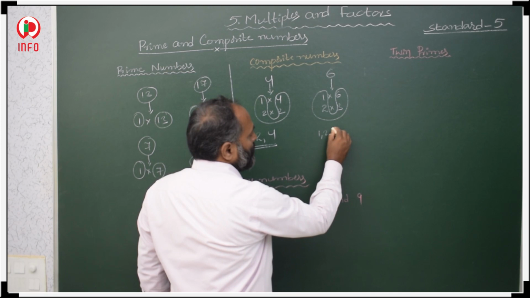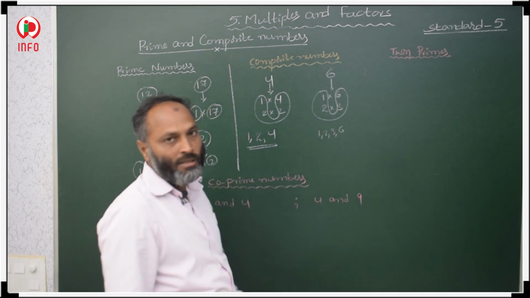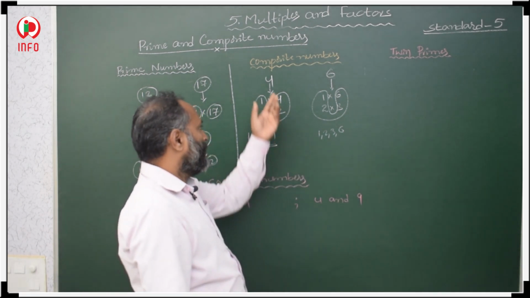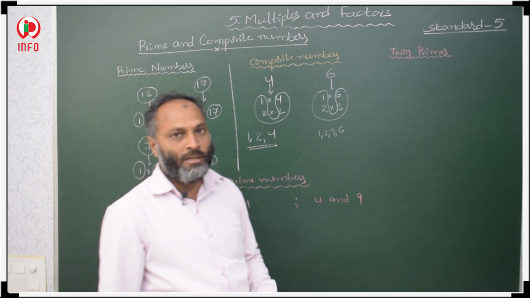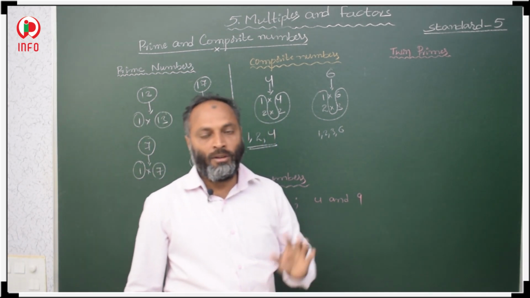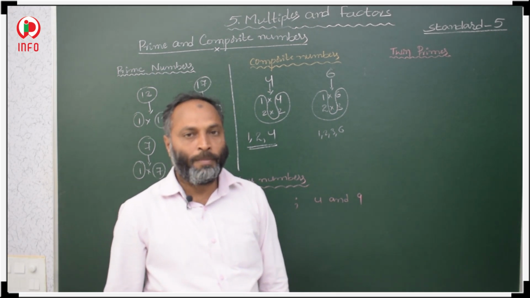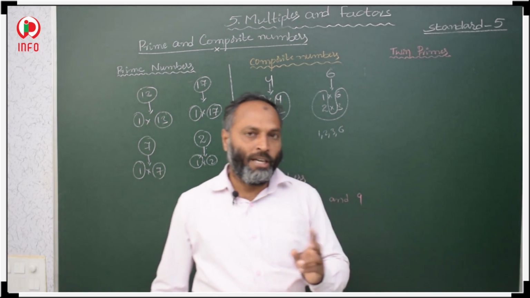1, 2, 3 and 6, total how many factors? Total 4 factors. 4 is having 3 factors and 6 is having 4 factors. It means if a number is having more than 2 factors, the number is a composite number. Prime number means the number which is having only 2 factors, 1 and itself.